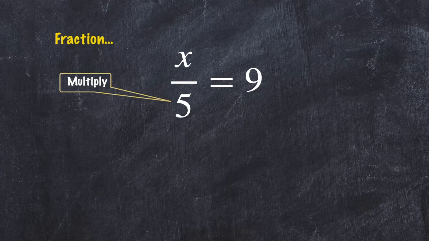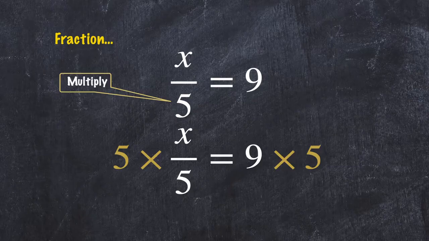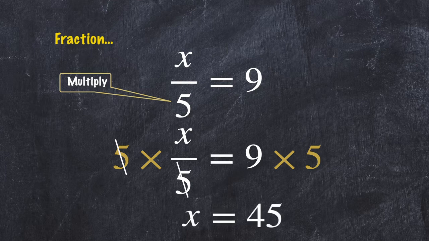Or we can also multiply each side by 1/5. But let's go the easier way. We are going to multiply each side by the denominator, which is 5. So this leads us to 5 times x on 5 is equal to 9 times 5. Remember, we are still using the golden rule. Whatever we do to one side of the equation, we must do the same to the other side of the equation. Now we cross out a 5, and then x will now be equal to 45.